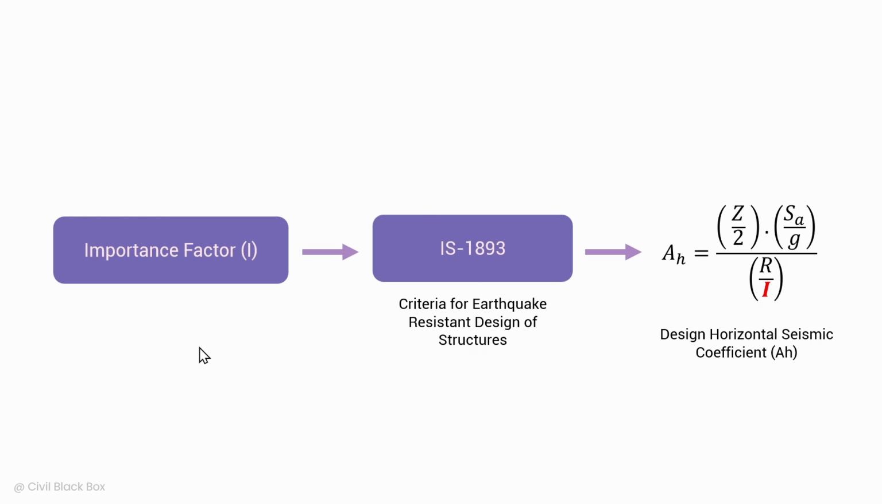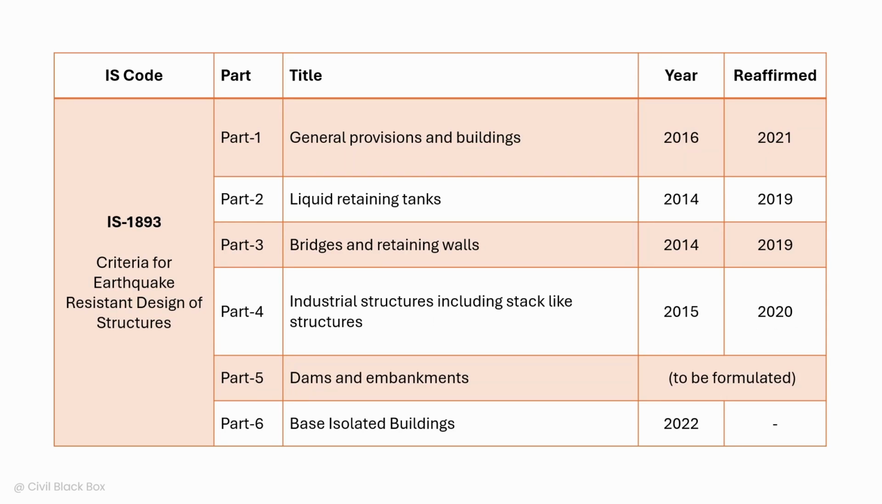You can check out one of my other videos regarding this whole AH calculation as well as the seismic calculation. Now, when we think about the importance factor, we think about just the IS 1893 Part 1, because that is what we usually go through. However, the Indian Standard Code 1893 has different parts associated with it: parts 1, 2, 3, 4, 5, and 6. The first part is what we generally look at, which is the general provisions and buildings. The code was launched in 2016 and the latest reaffirmed version is 2021.